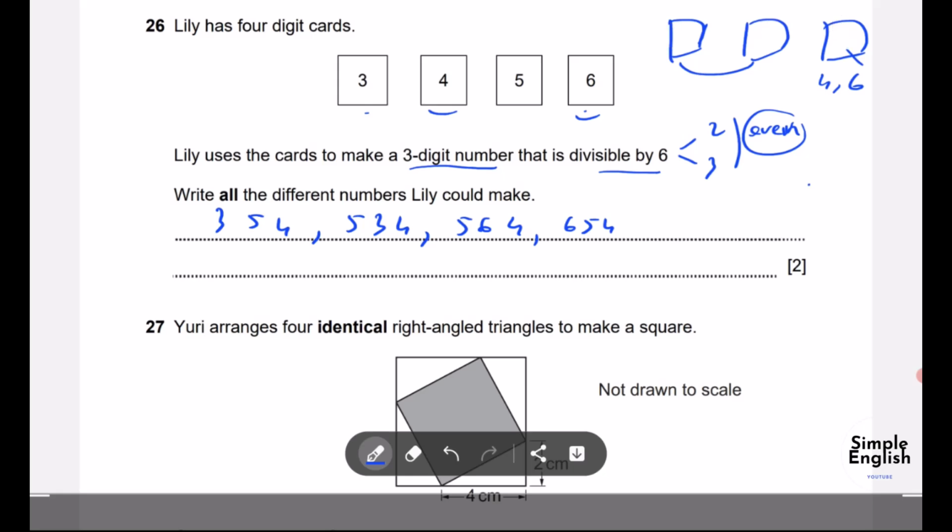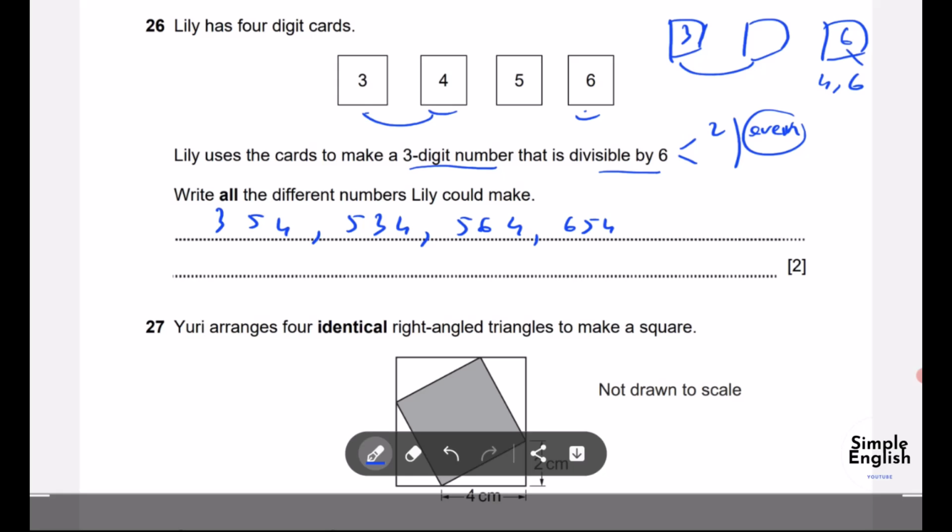Okay, let's check. So the last digit is 6. How about the last digit is 6? Let's check 3, 4 first. So we have 3 plus 4 plus 6. So it means that it's 13, right? 13 is not divisible by 3, so it's not correct. I'm sorry. How about 3, 5? 3, 5 means 14, which is not correct, right?